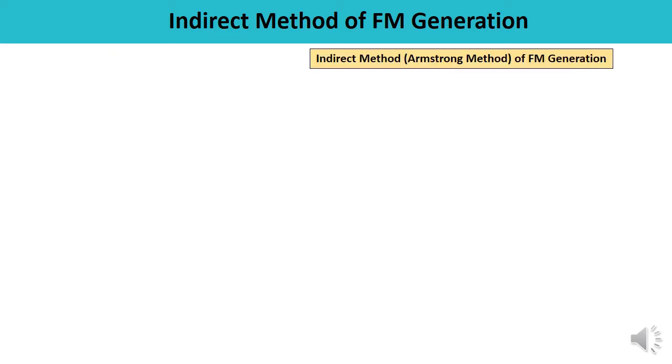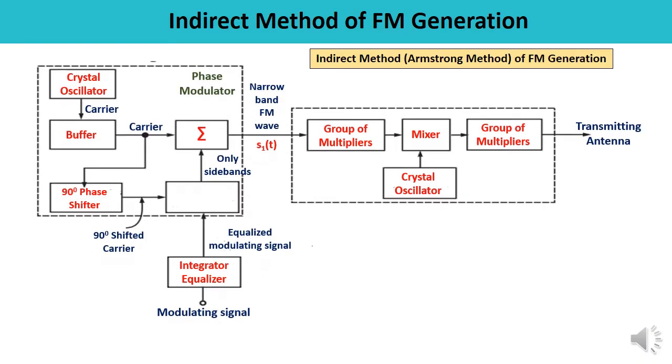First, let us draw the block diagram for the indirect method of FM generation. This is the block diagram, and as I have told you, we can understand the working of this overall system in two parts. First part is this one and second part is this one. In the first part there is a crystal oscillator. The crystal oscillator generates the carrier at a low frequency, usually at 1 megahertz.